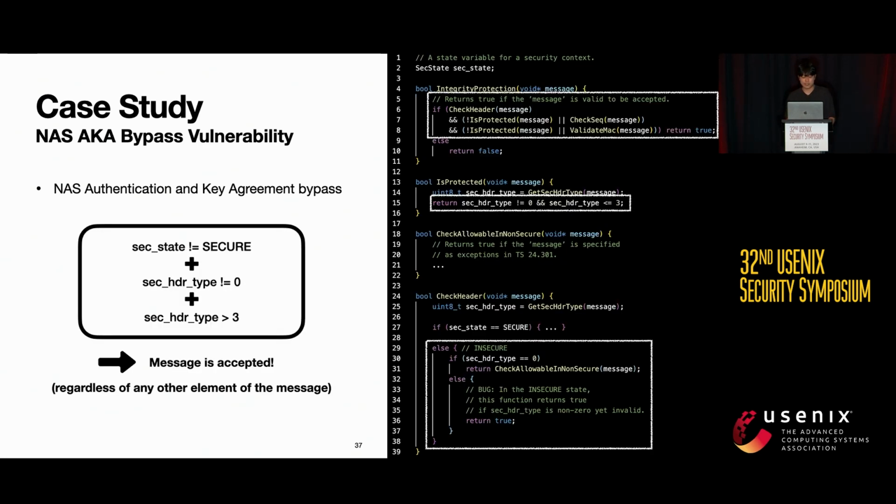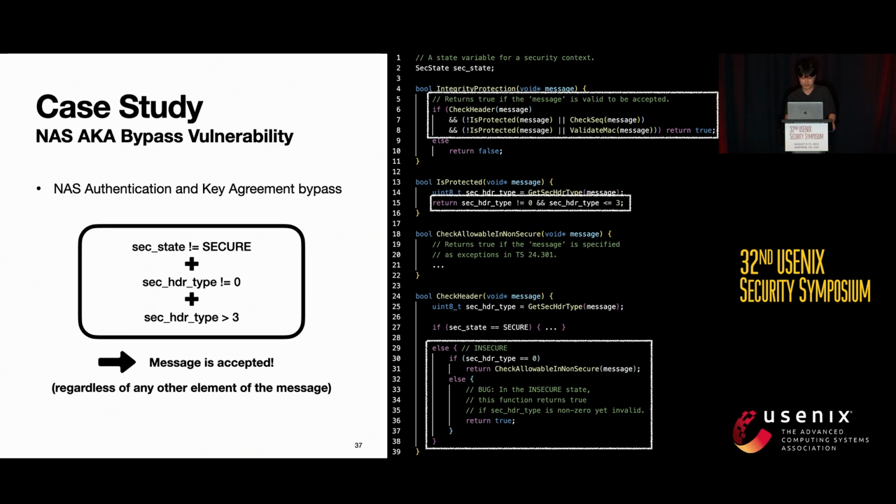BASECOMP found this NAS AKA bypass vulnerability in Samsung Baseband, which is caused by a logical error. This code here is a simplified version of the integrity protection function where this bug was found. Looking into the integrity protection function, the check header function, check sequence function, and validate MAC function must return true for the message to be treated as valid.